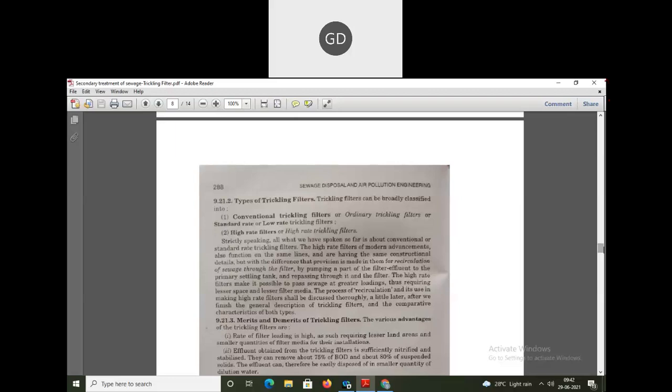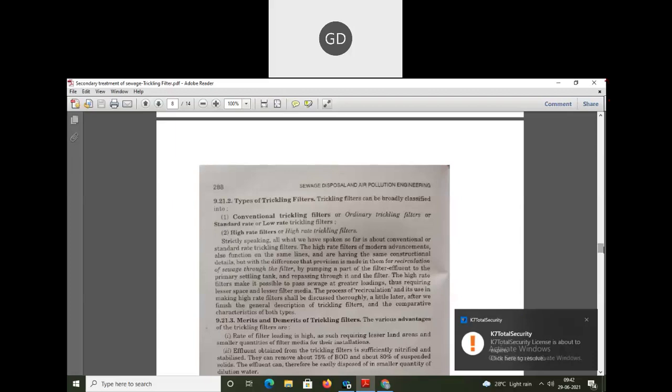Both the conventional trickling filters and the high rate trickling filters have the same constructional details, but they have only one difference: in high rate trickling filters, recirculation of sewage is allowed through the filters. You can pump a part of the filter effluent back to the primary sedimentation tank, or primary settling tank, and you can repass the sewage through the filter. That is the recirculation of sewage happening in high rate trickling filters.